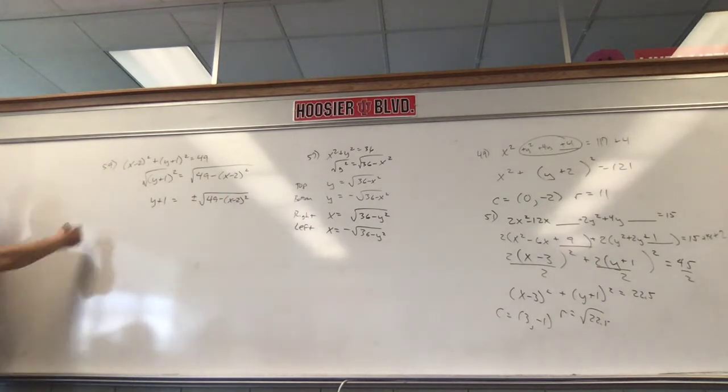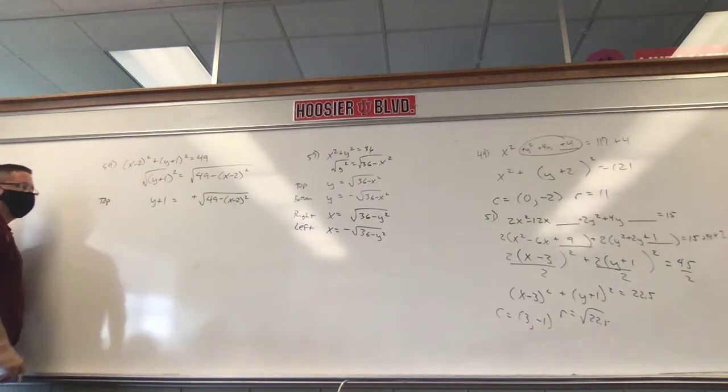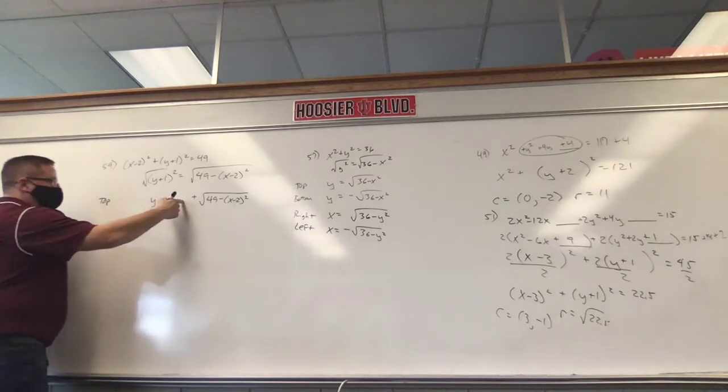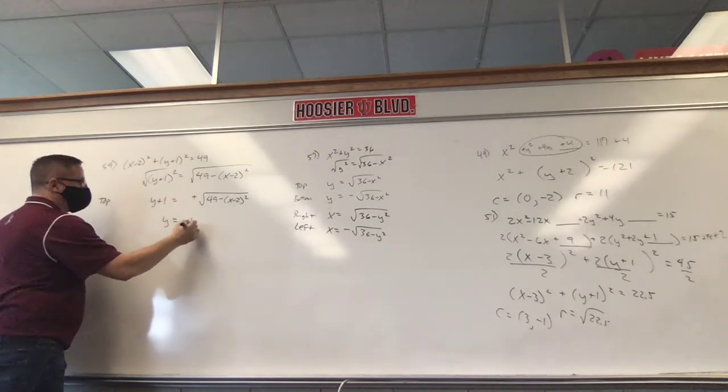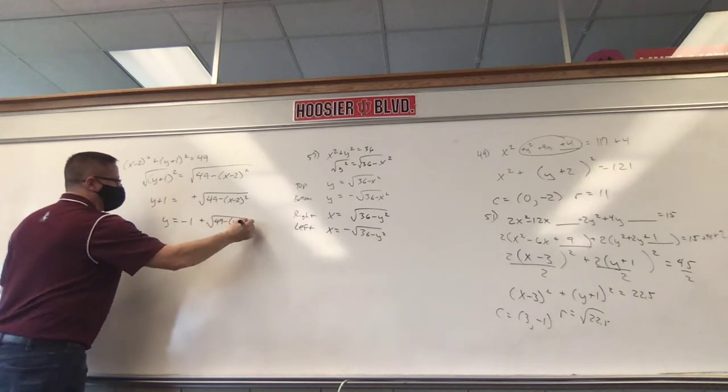But we're doing the top half first. Do I want plus or do I want minus? Top is plus, okay, so put plus. We have one more thing we have to do. Let's put the minus 1 in front. So y equals minus 1 plus radical 49 minus x minus 2 squared.